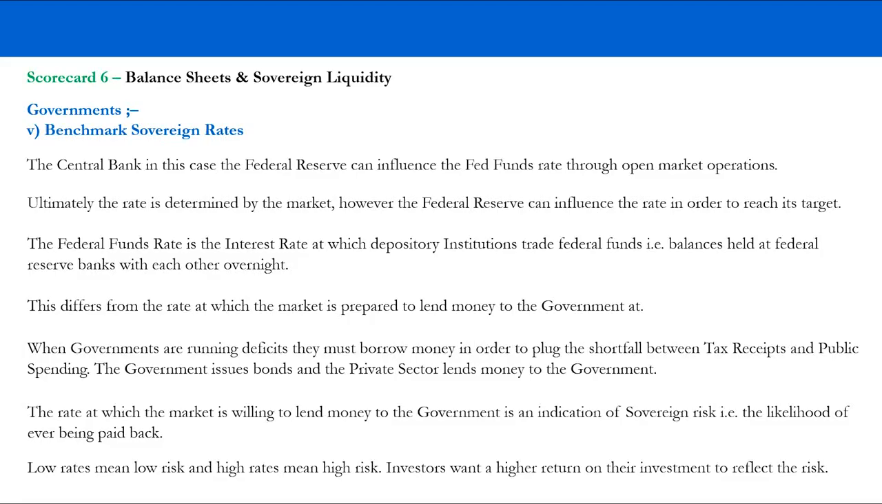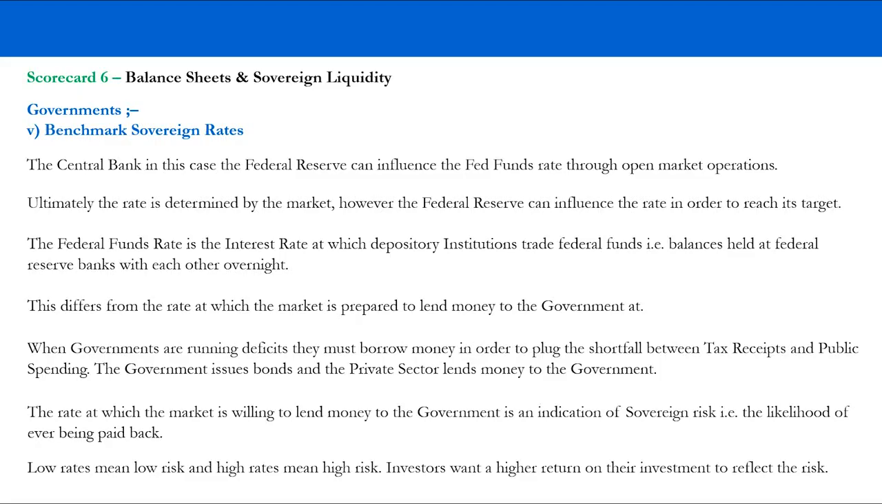The Fed funds rate, as a reminder, is the interest rate at which depository institutions trade federal funds between each other. So balances held at Federal Reserve banks trading with each other overnight. And this differs from the rate at which the market is prepared to lend money to the government at. Now, when governments are running deficits, they need to borrow money in order to plug the shortfall between tax receipts and public spending. And the government, to do this, will issue bonds, and the private sector lends money to the government. The rate at which the market is willing to lend money to the government is an indication of sovereign risk, i.e., the private sector gauging the likelihood of ever being paid back.